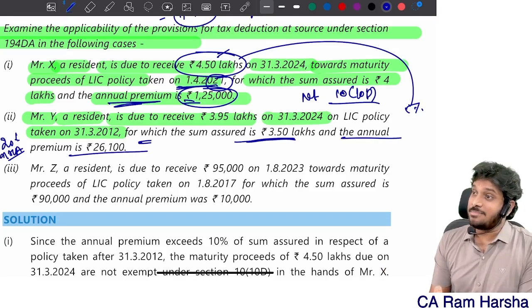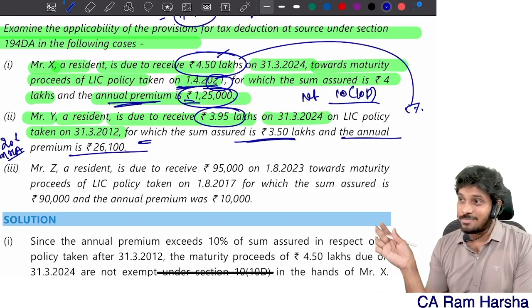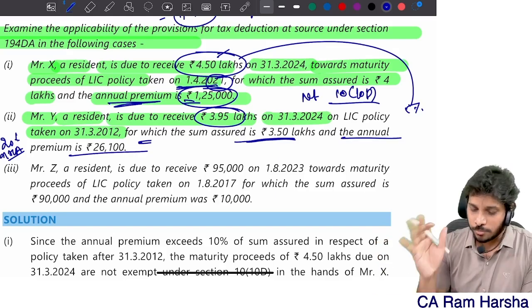So this is an exempted policy, right? Under 10(10D), when it is an exempted policy, entire maturity is exempted, right? Will TDS provision apply? No.